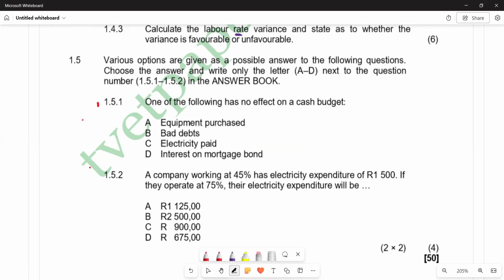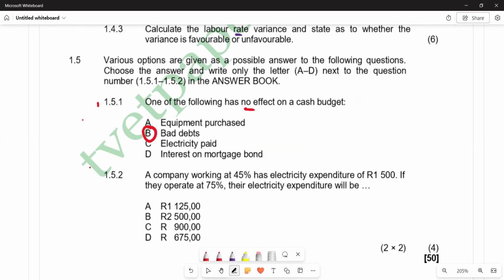So looking at our answers that we have, we've got equipment purchased, which is whenever you purchase equipment, there's cash movement, so you can leave that one. Remember, they are looking for which has no effect. So bad debts, obviously, there's no cash movement. So we are obviously going to say it's not going to have an effect on cash budget. Then electricity paid, we are going to pay money there, so there's going to be a cash movement. Interest on mortgage bond again involves a cash movement. So the only odd one out is B, which is bad debts. So bad debts. Then we go to 1.5.2.